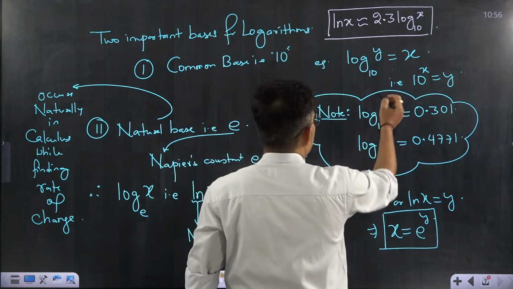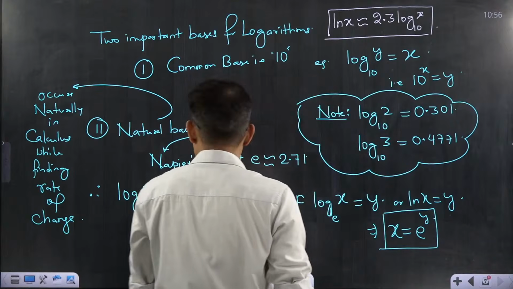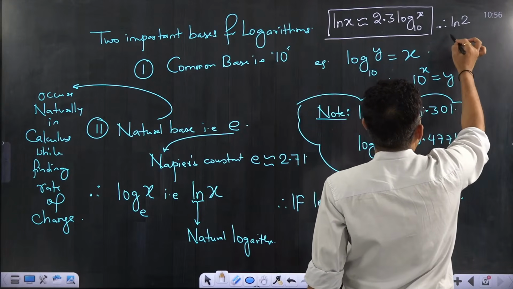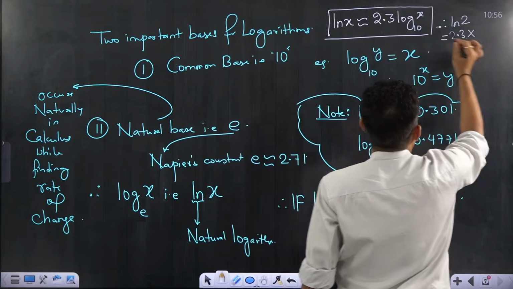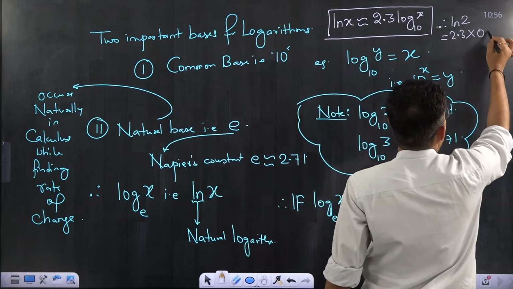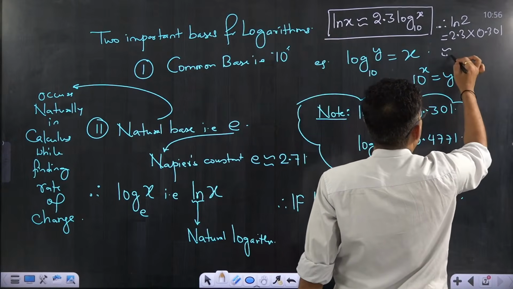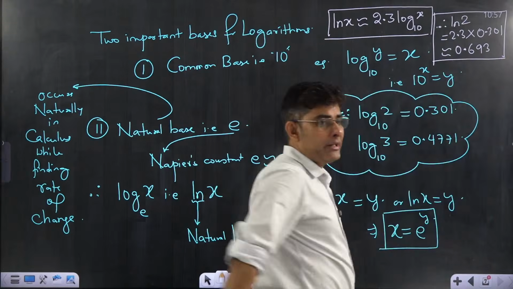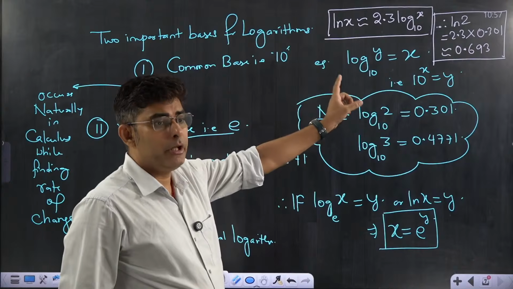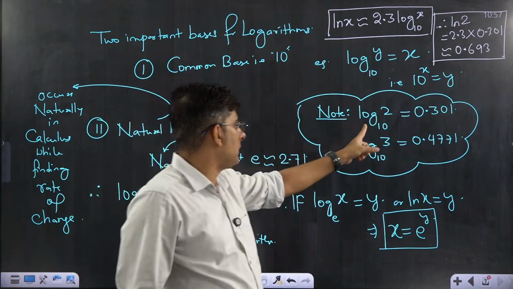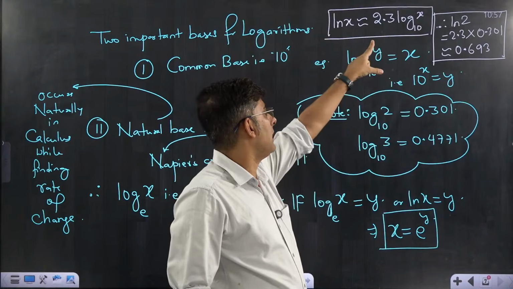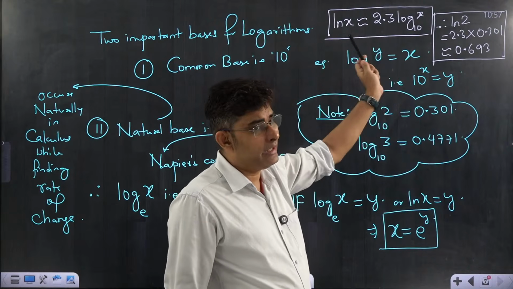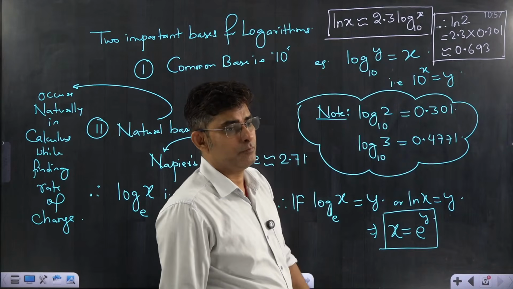So for example, log 2 to the base 10 is 0.301. If I am asked what is ln 2, ln 2 will be 2.3 into log 2. Log 2 is 0.301, which approximately equals 0.693. So remember, whenever we have natural logarithm, if you know the value in 10 base, you can simply convert into natural logarithm by multiplying an extra factor of 2.3. This is very, very important. Kindly remember this.